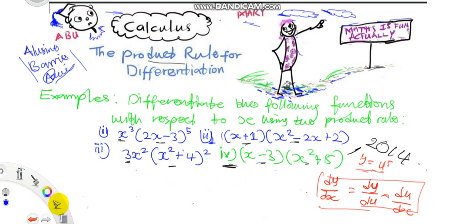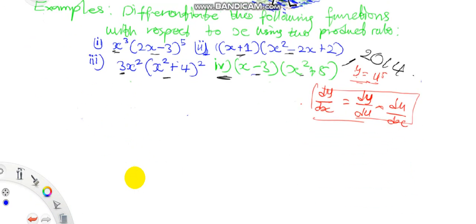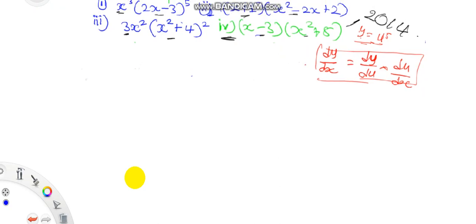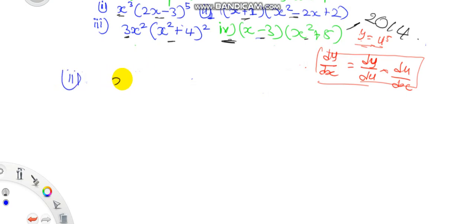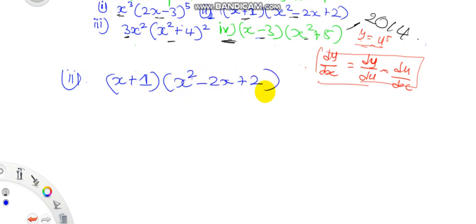Let's take some space so we can do our work. The problem Roman number 2 says x plus 1, bracket open, x squared minus 2x plus 2. Remember there is not a multiplication sign here, but the bracket tells you that there is multiplication. So we are multiplying this function and this function. We are trying to find the derivative.